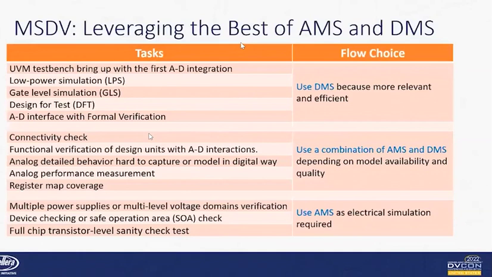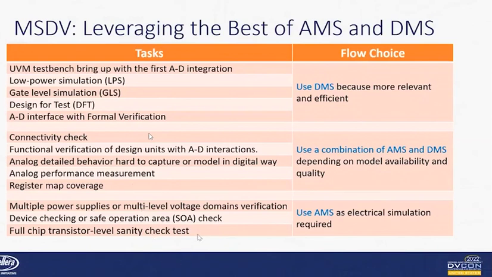So we have identified three categories in our practice. The first one is we better just use DMS because it's more relevant or more efficient. The second category is we use a combination of AMS and DMS, because it depends on whether the model is available or how good the model is. And then there is a category where you always have to use AMS. For example, we always do the full chip transistor level sanity check.